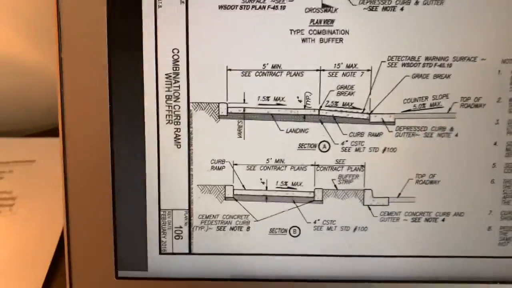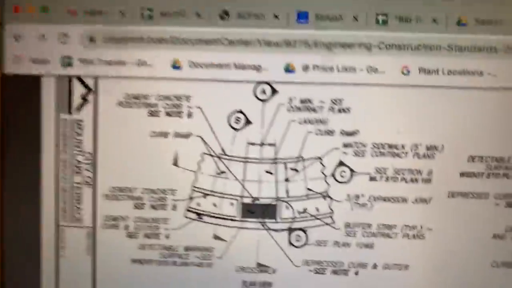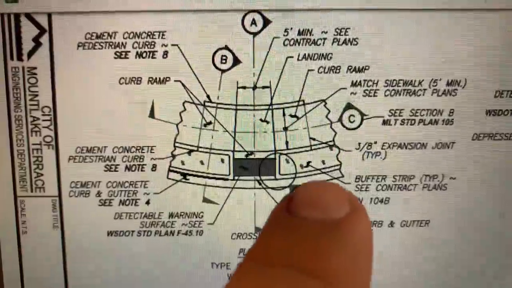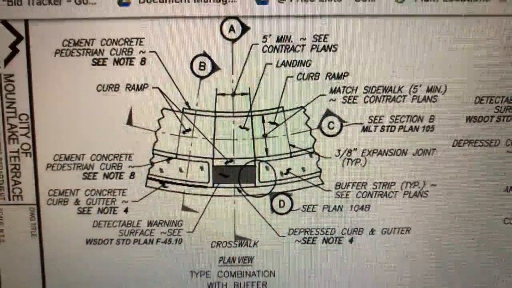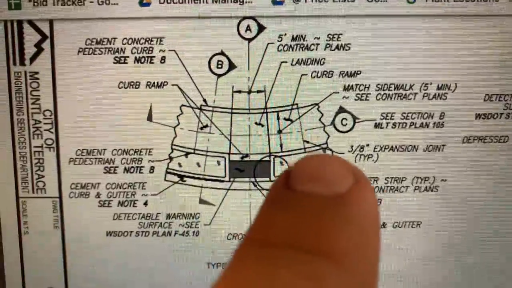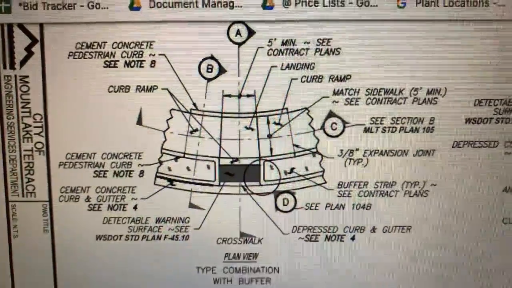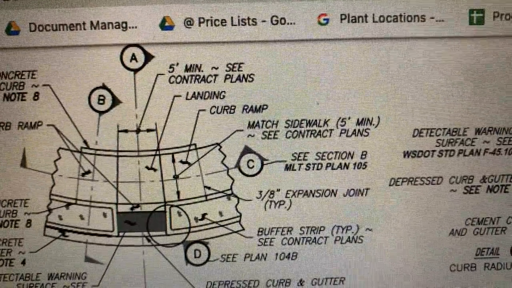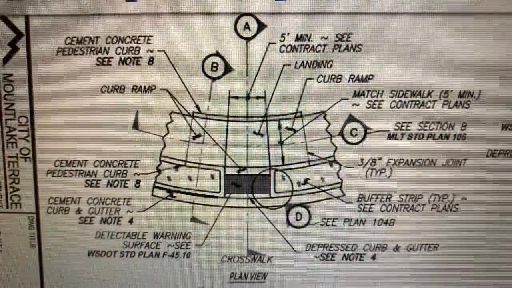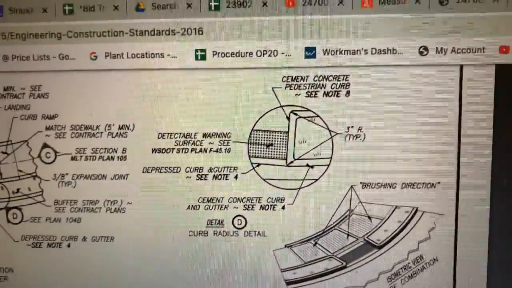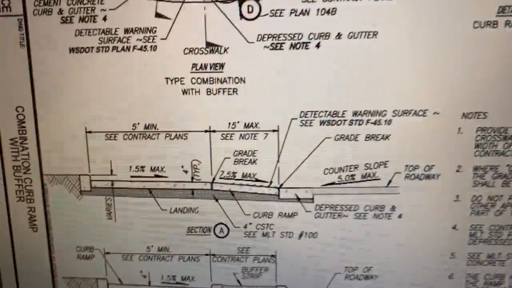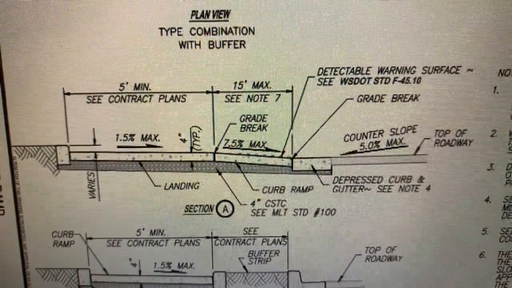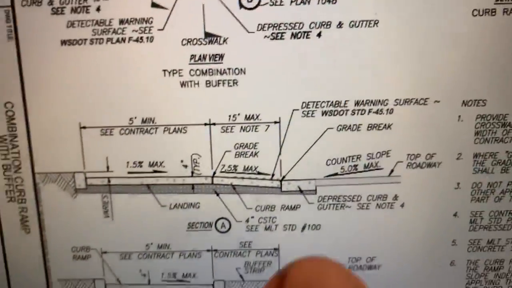So page 106 is going to be our detail page for what we're doing here, because that looks almost exactly like what they want us to do. You've got the grass buffer, you've got the pedestrian curb on the back, you've got the pedestrian curb on the front of the sidewalk, and then it comes out to the curb and gutter. All right. And then it says match sidewalk, 5 foot minimum. All right. I think that is it. I don't see any other depths besides the 4-inch typical on the concrete. The curb and gutter says depressed curb and gutter.